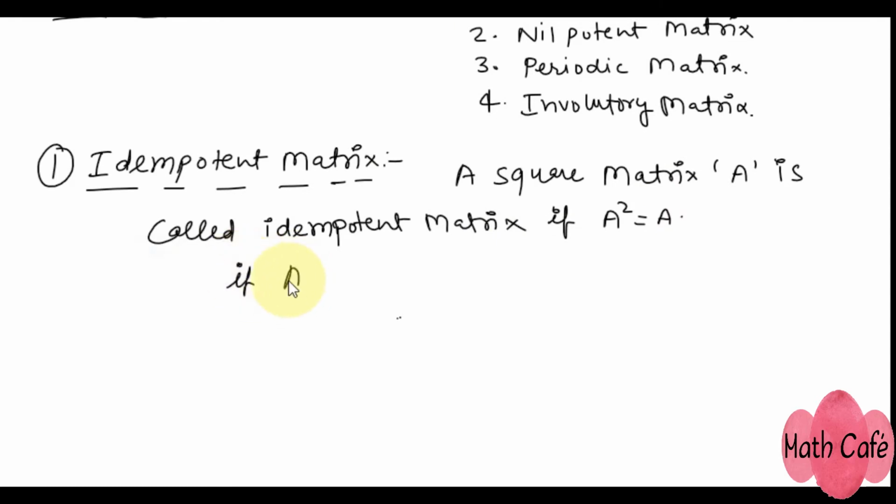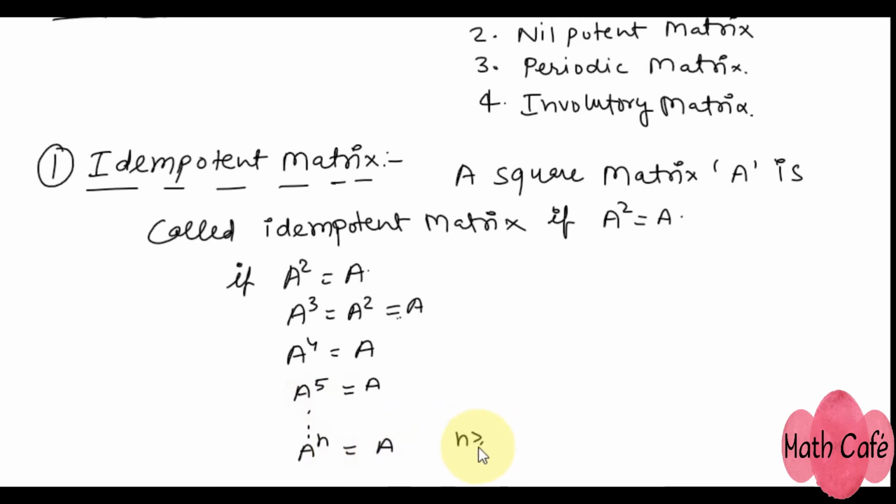If A square is A, we have seen in the definition, if I'm multiplying a matrix A on both sides, then A cube will become A square, that is also A. If I'm multiplying matrix A on both sides, then A power 4 will be equal to A square, that will become A, and A power 5 will also become A. Alright. So I can observe that A power n will become matrix A where n is greater than equal to 2 and n belongs to natural number.